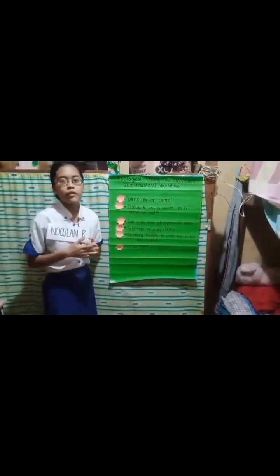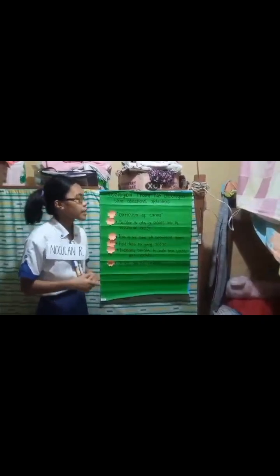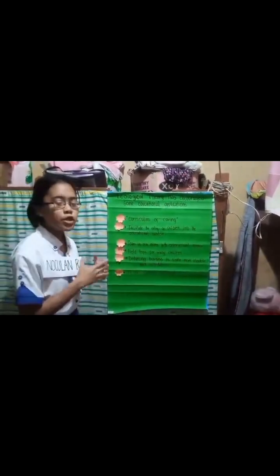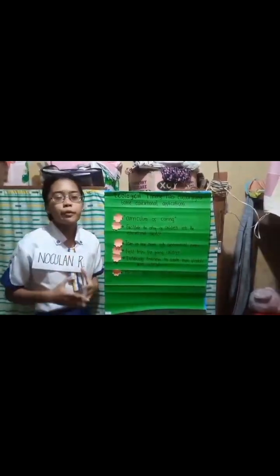Bronfenbrenner's ecological theory has encouraged some educational applications. First is the curriculum of caring: help care for children of working parents, help families during crisis, and visit the sick or elderly. Second is to facilitate the entry of children into the educational system. This refers to strategies and actions taken to help young children, especially first-time learners like in kindergarten or first grade. Third is to team up new moms with experienced moms, a mentorship approach where mothers provide guidance and support to those new to motherhood.